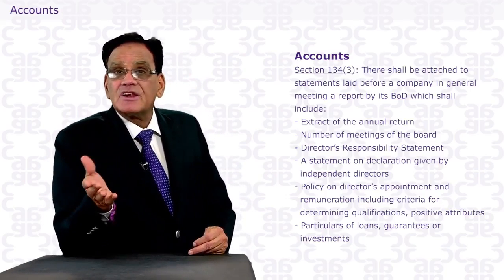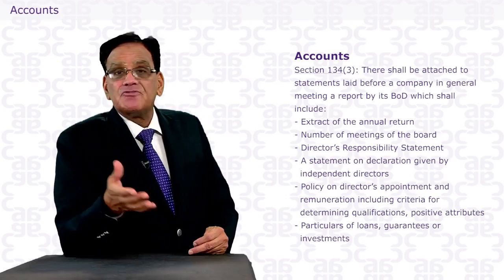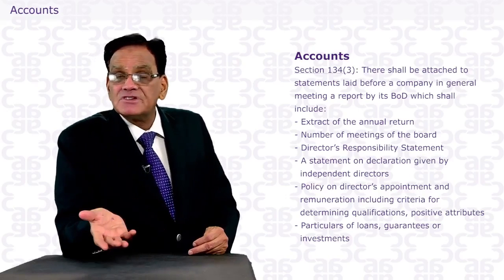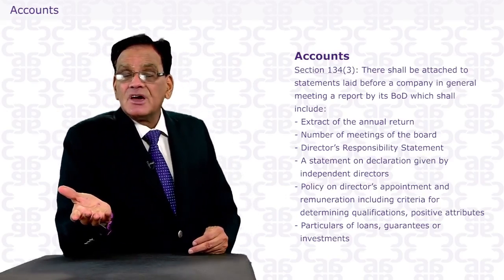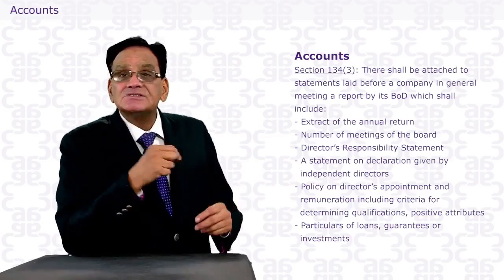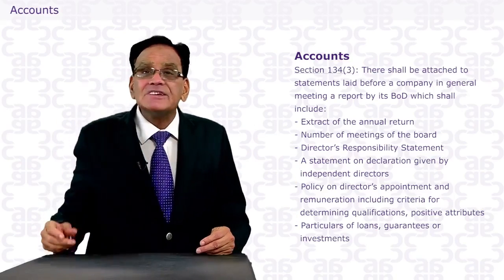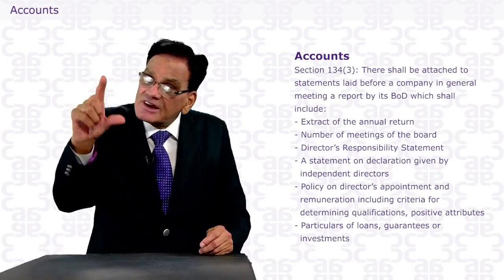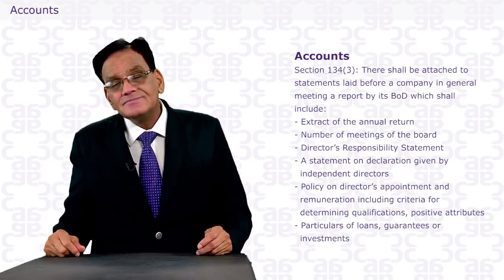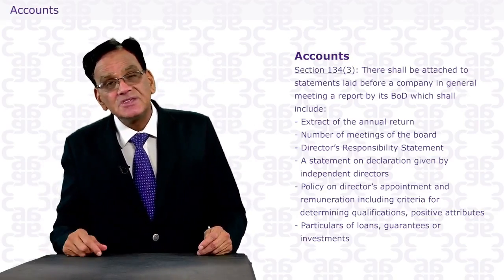Maybe the director, maybe the relative of the director, maybe the firm in which the director is interested, maybe the private company, maybe the public company, maybe the body corporate, where the director or manager is accustomed to act as per their desire. So these are all the related parties. Therefore, if the company has made some transaction with a related party, kindly include those transactions in the board report.